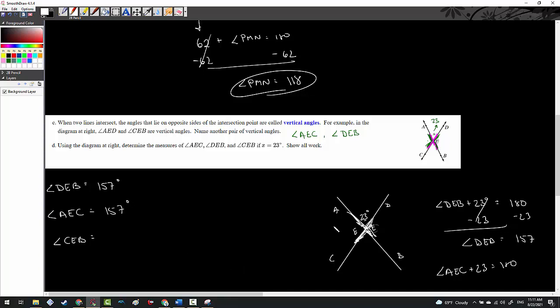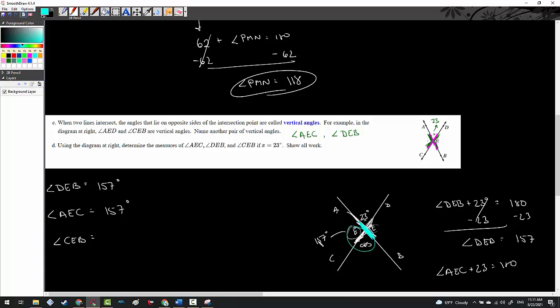Okay, so now from here, this angle E right here, we know that it's 157 degrees. Now, from here, I'll call this angle CEB. Well, look at what kind of relationship they have. I'll highlight it in blue here. They have a linear pair relationship as well.